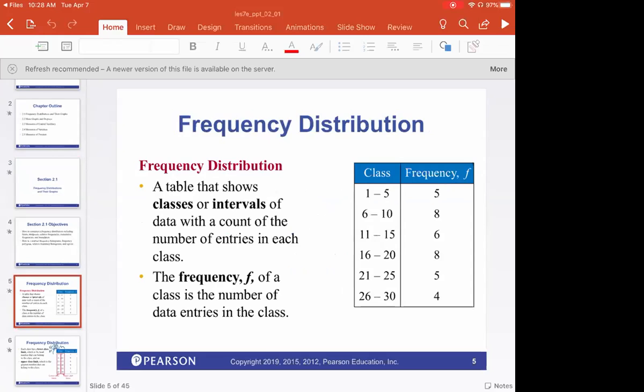All right, so a frequency distribution. Here we have a table, and that first bullet point reads, a table that shows classes or intervals of data with the count of the number of entries in each class. The frequency f of a class is the number of data entries in the class. So here, it's called a type of grouped data.